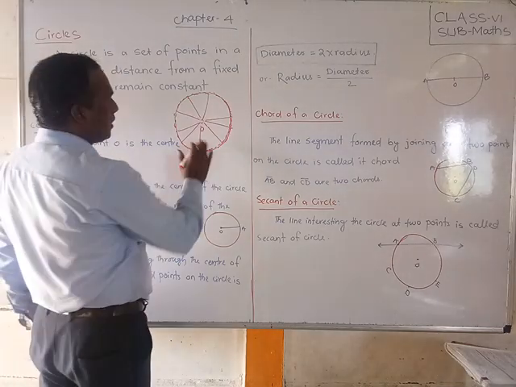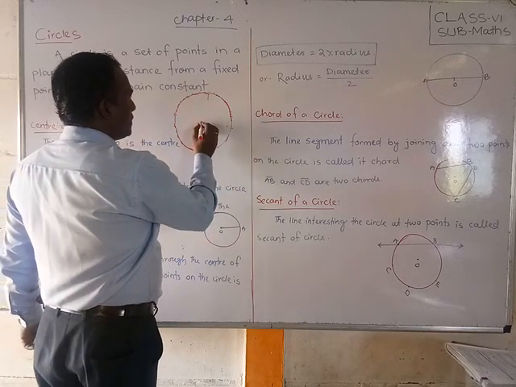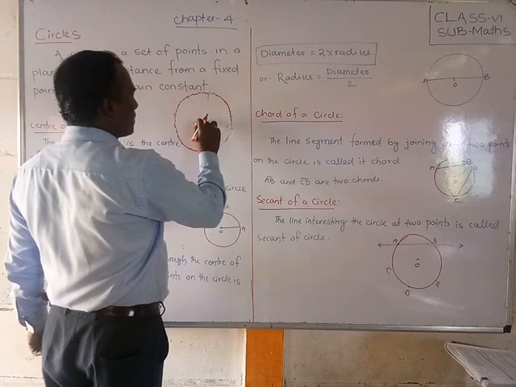Where is the center of the circle? You have to see here. This point, the fixed point, is the center of the circle.